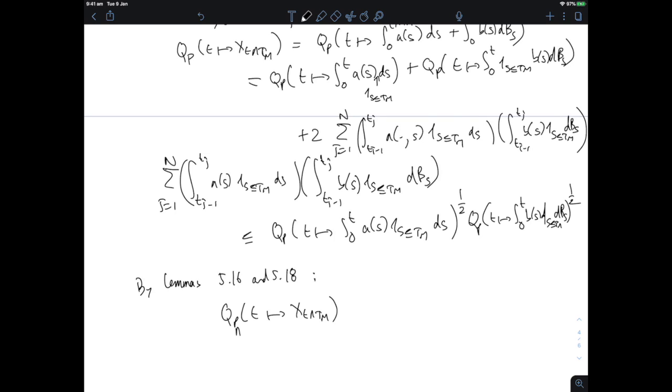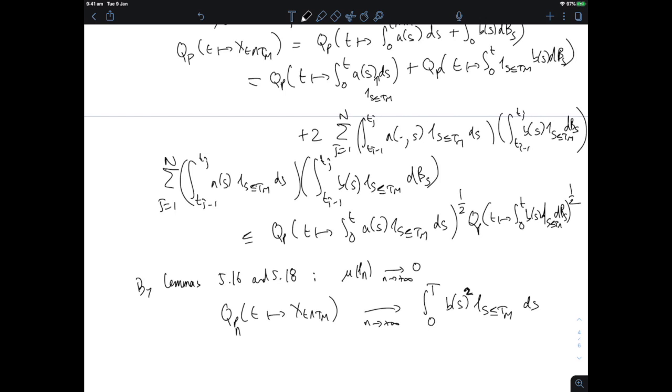so let's call it like that. If I have a set of partitions and their mesh size goes to 0, then the family of quadratic variation as n goes to infinity will go to the integral from 0 to capital T of b of s times the indicator function of s below the stopping time, bs squared ds.